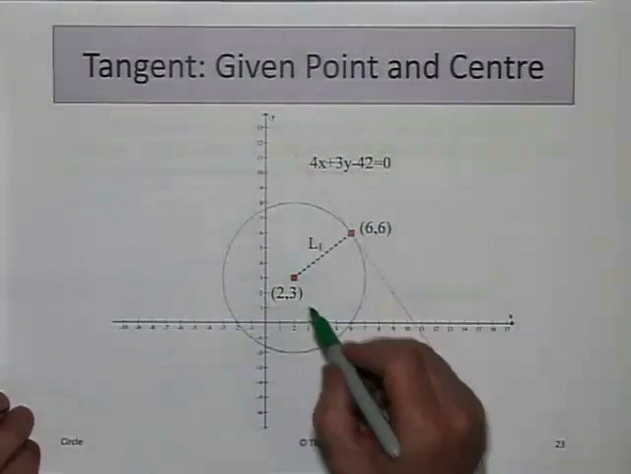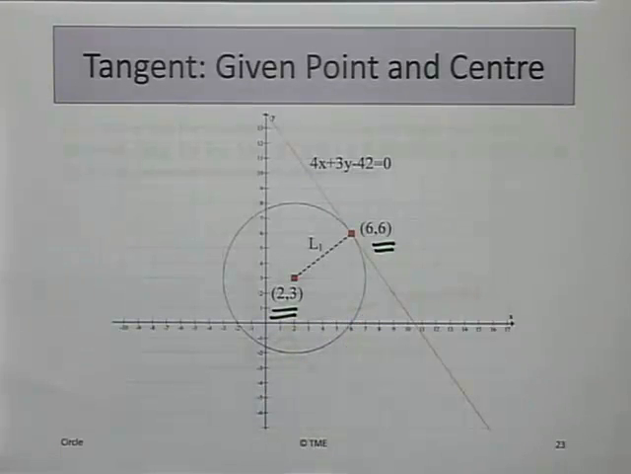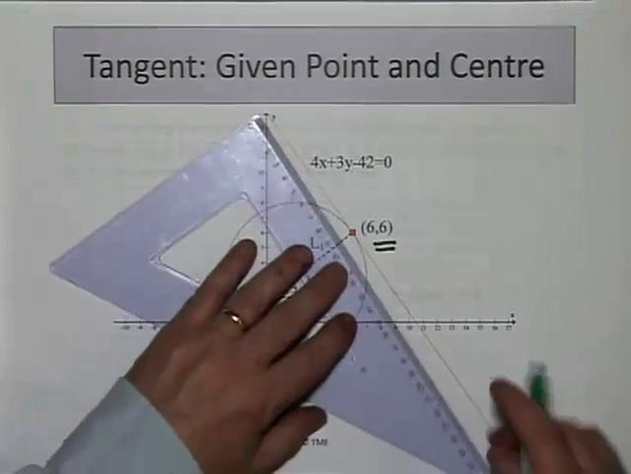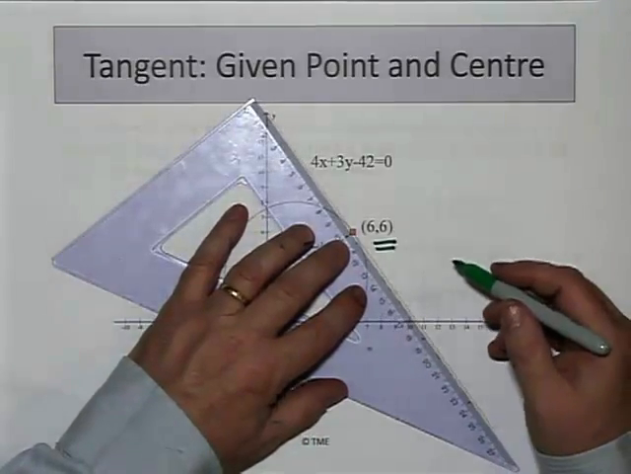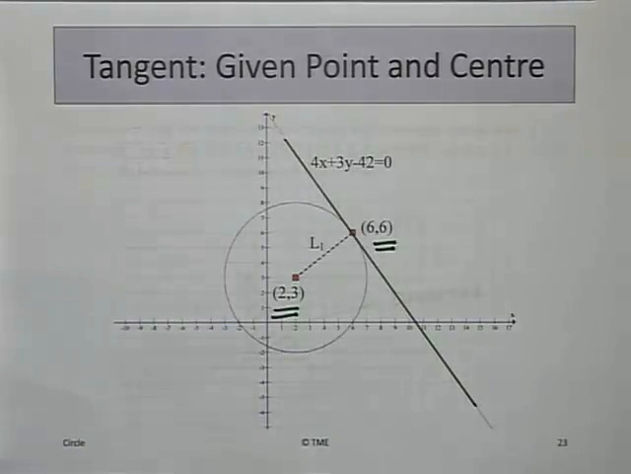The last topic on the circle relates as much to the circle as it does to lines and tangents, but let's do it in the circle context. Here we've got a point 2, 3, a point 6, 6 on the circle, and we're asked to find the equation of the line that is a tangent to it. So how do we do it?